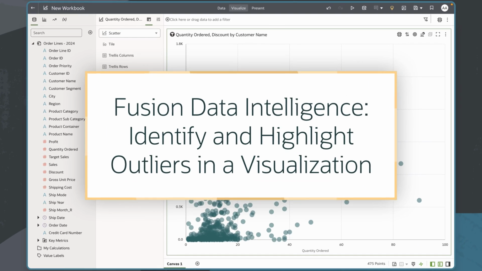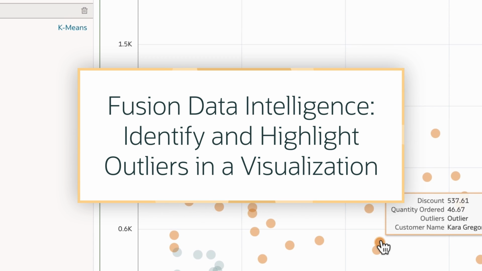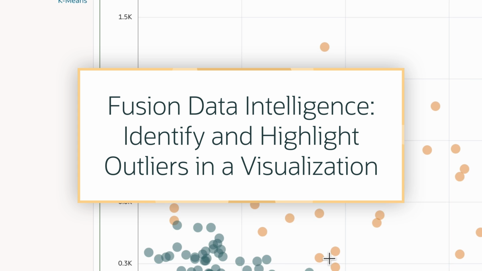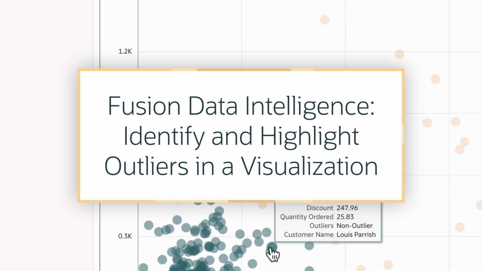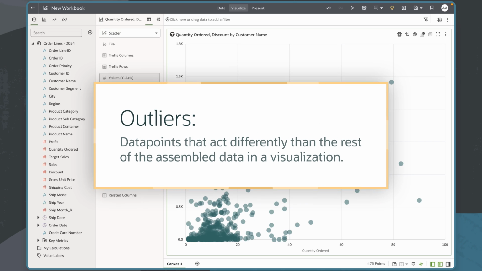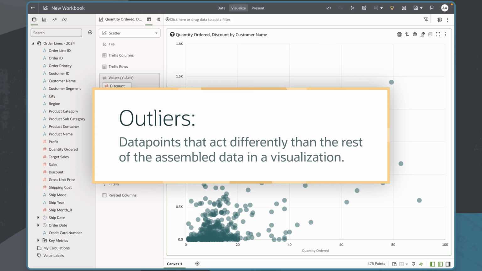In this tutorial, we'll identify and highlight visualization outliers in Oracle Fusion Data Intelligence, or FDI. Outliers are data points that act differently than the rest of the data in a visualization. Highlighting these areas can uncover potential issues, opportunities, exceptions, or standout performance.